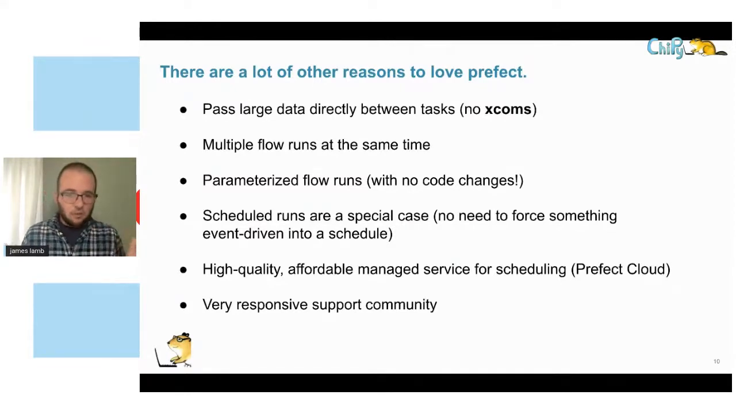But in Prefect, that's no problem at all. It's actually an encouraged pattern. That's because in Prefect, it's expected that tasks pass data back and forth between each other. And passing data back and forth doesn't necessarily have noisy neighbor effects on other running flows, which is sweet. In Prefect, you can really easily do multiple flow runs at the same time.